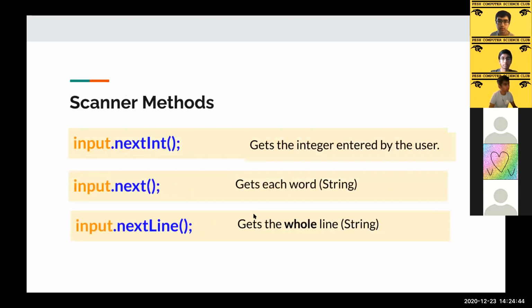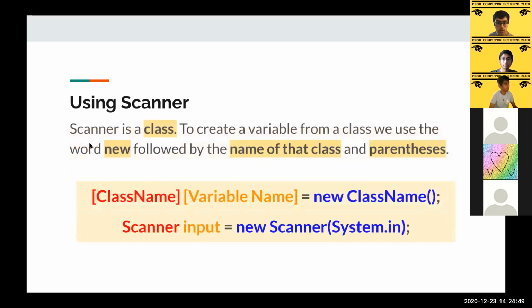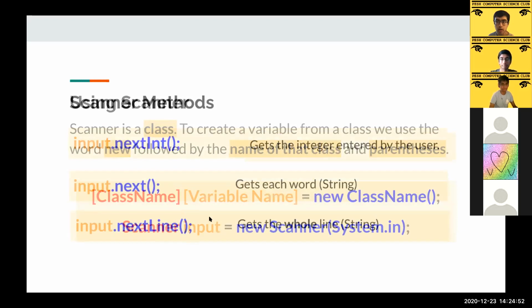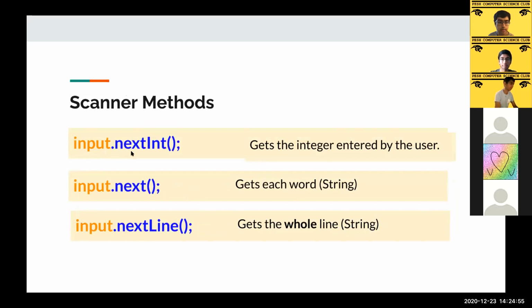And here are some of the methods. The slides are pretty short for scanner because a lot of it's going to be hands-on. But you can see if our scanner variable is called input, to do some stuff with it, we can say input.nextInt. This will get us the next integer entered by the user. If we say input.next, this will get us the next word. And remember, words are strings. If we say input.nextLine, this will get us the whole line. So maybe it'll give us multiple words instead of just one. And there's a bunch of other methods like nextLong, nextDouble, nextFloat, nextShort, nextBoolean, next whatever data type we have in Java.